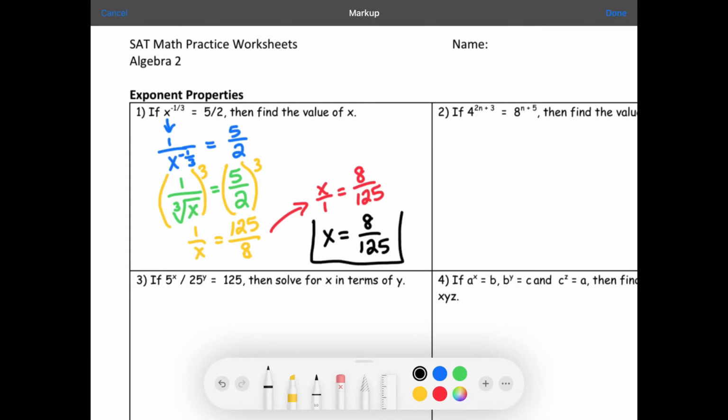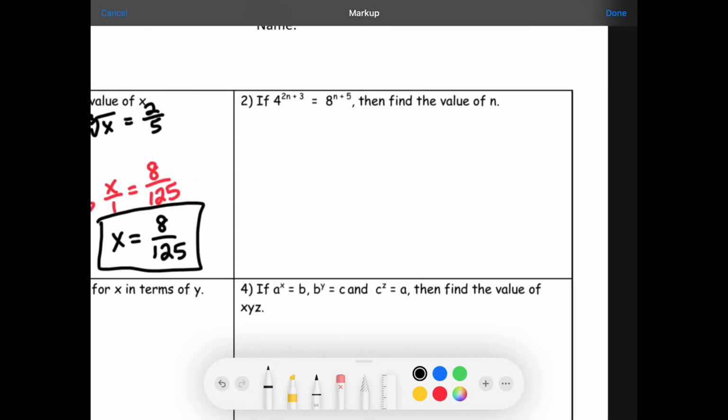Another thing you can do, like in the green when it was 1 over cube root of x to the third, you could flip it right there. Just make it cube root of x over 1, which is cube root of x, equals 2 over 5, and then cube both sides. And you'll get the same answer.